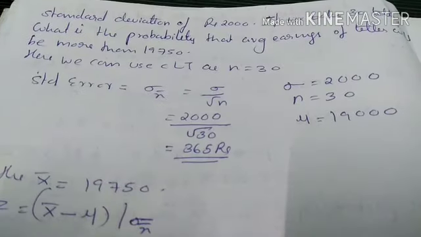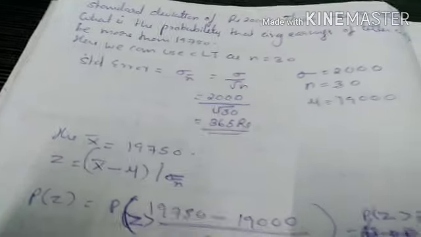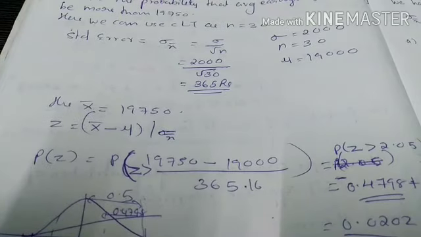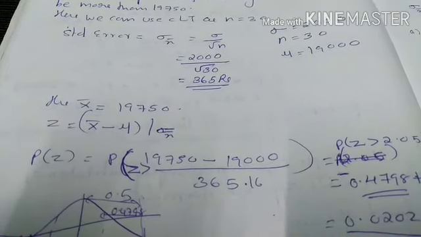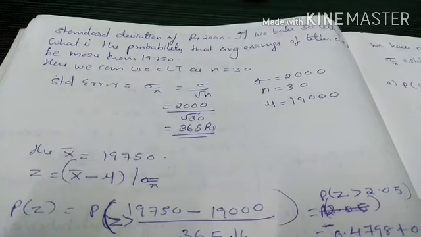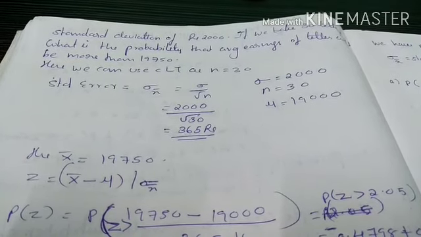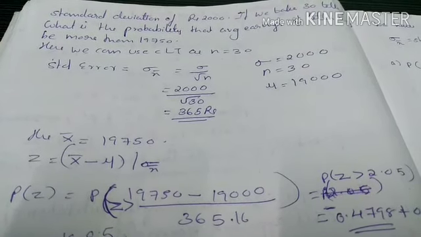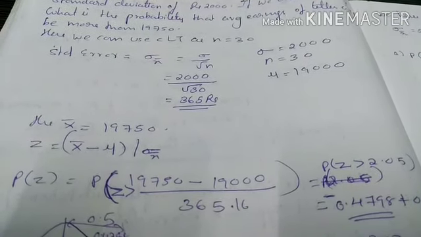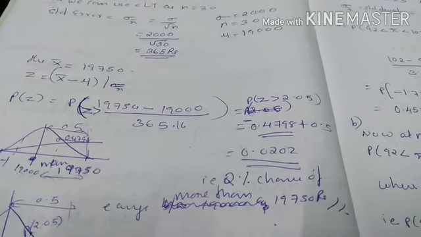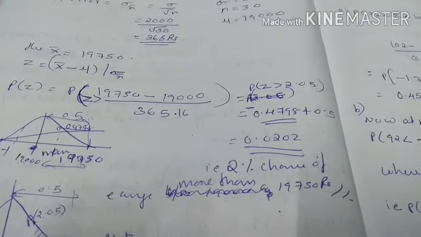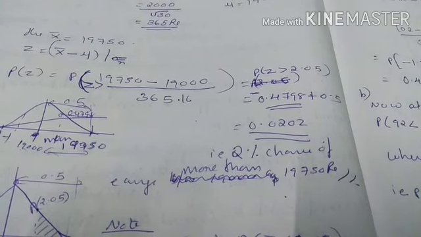So standard error is sigma by root n, that is 365 rupees. Sigma is 2000, n is 30 and mu is 19,000. Here z equal to x bar minus mu by sigma by root n. Therefore probability of x bar greater than 19,750 is P of z greater than (19,750 minus mean 19,000) by the standard error 365.16, and we get the value as 0.0202. That is a 2% chance that a teller has a salary more than 19,750.